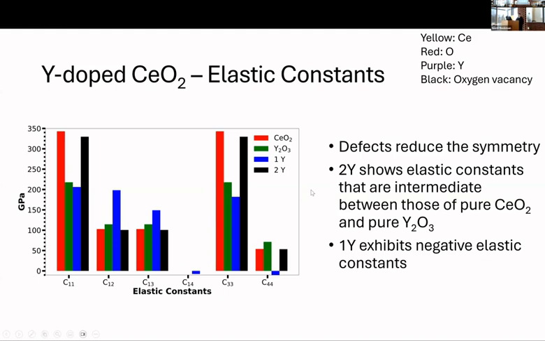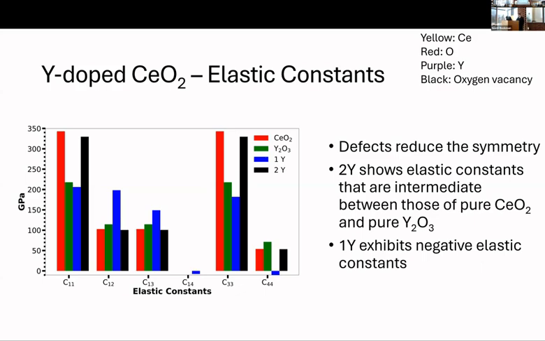And what's really interesting is if you consider C14 and C44, we have these negative elastic constant values. And so the question was, what does that mean? And how does this come about? How does the structure lead to these negative elastic constants?